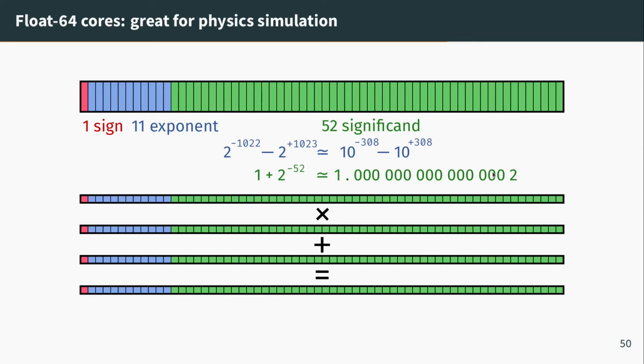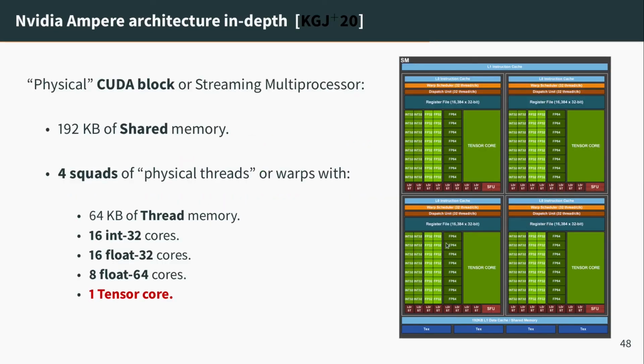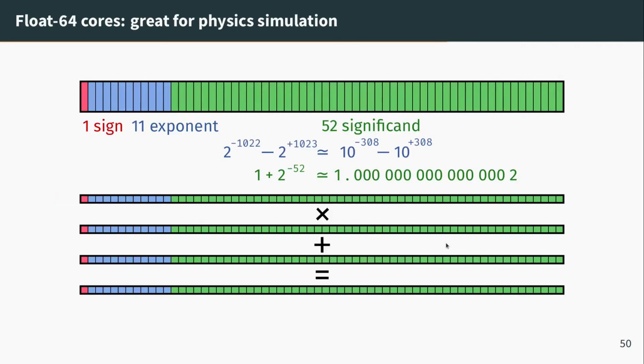Okay, so actually they opened up a new market by allocating silicon real estate to float64 computations. So, and that was the state of the art maybe 5 years ago.